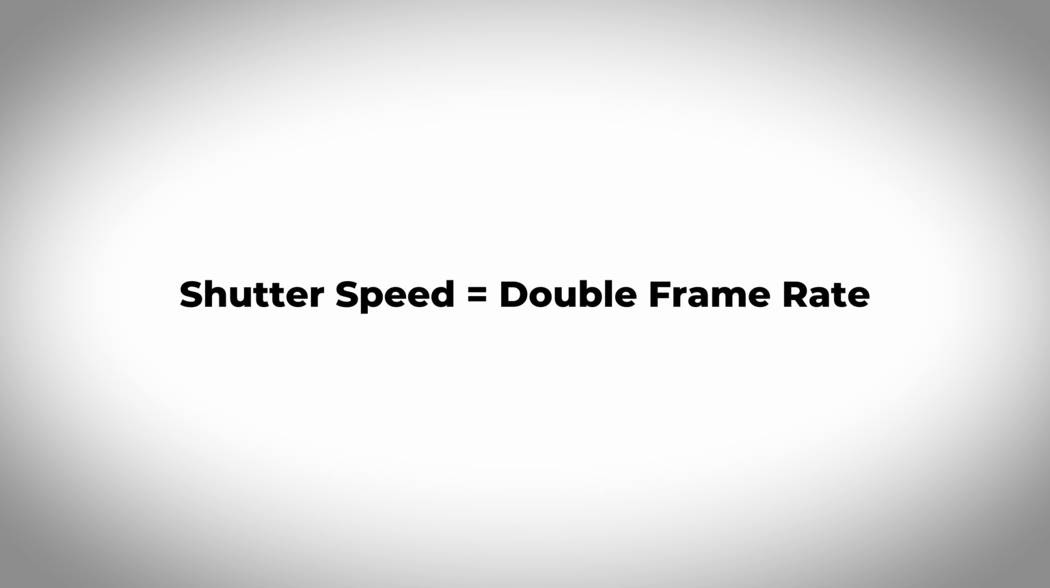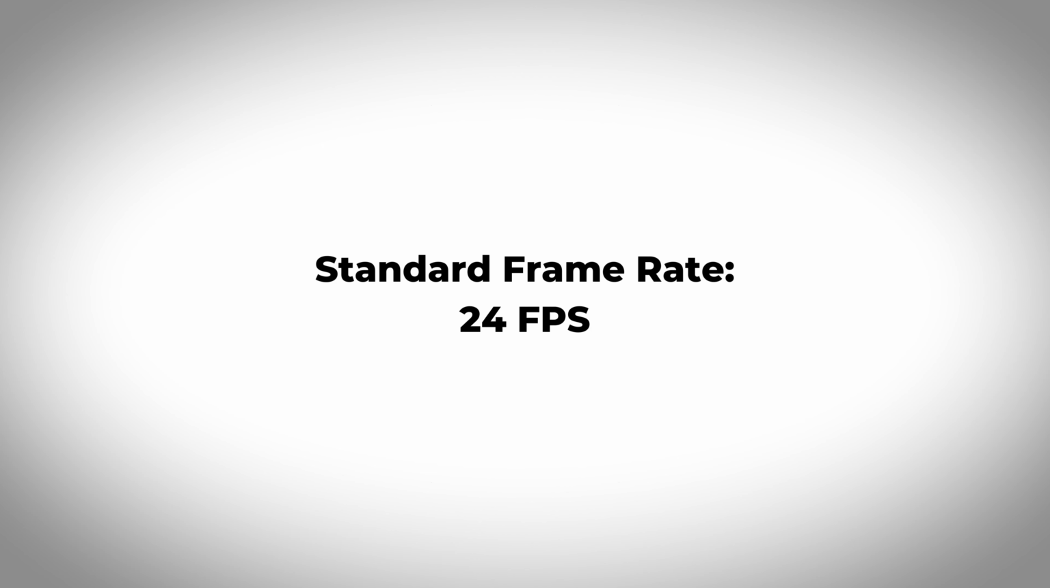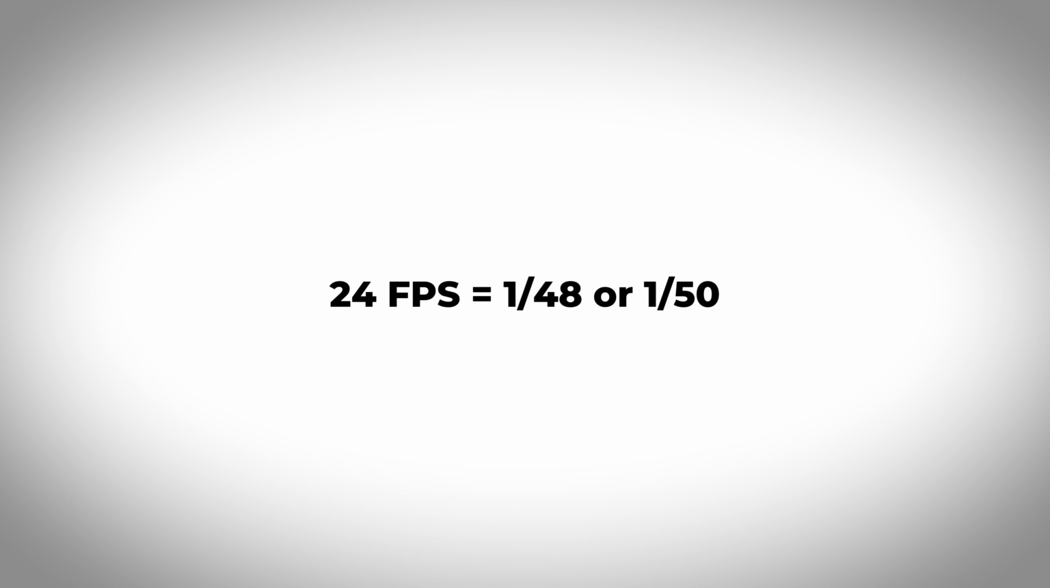Now, the standard frame rate for filmmaking and making videos is 24 frames per second. So your shutter speed should be set to 1/48. Now, not all cameras actually do shutter speeds of 1/48, so the next closest thing would be 1/50. So for example, as I'm filming right now, I'm filming at 24 frames per second and my shutter speed is set to 1/50.